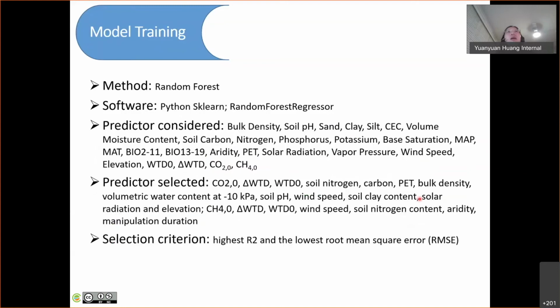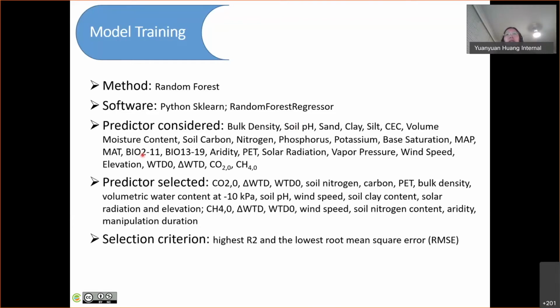So for the machine learning model, we used random forest. We trained the random forest on those data points, and we used the Python software scikit-learn, particularly the random forest regressor. We considered around 40 predictors, which cover generally the soil characteristics, the climate condition, topography, and also the water table depths before the manipulation, the magnitude of water table manipulation, and also the greenhouse gas emission before the water table manipulation.